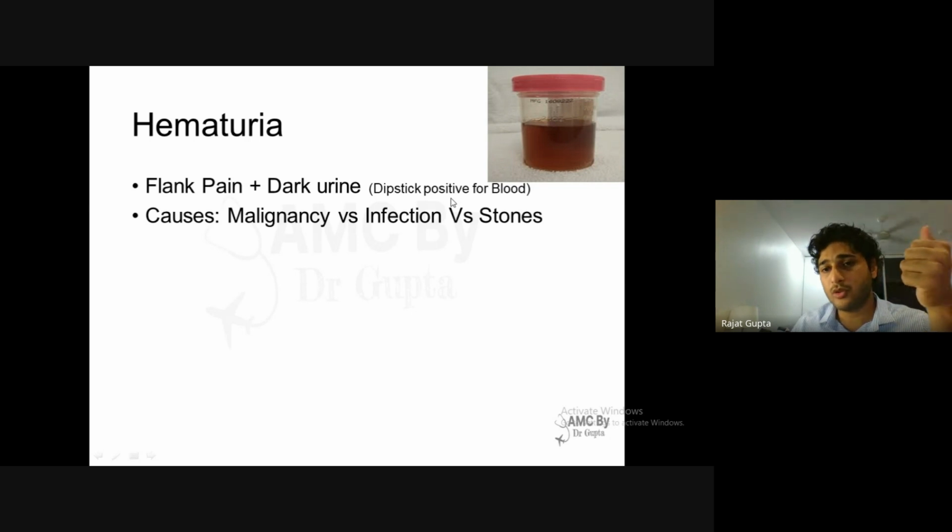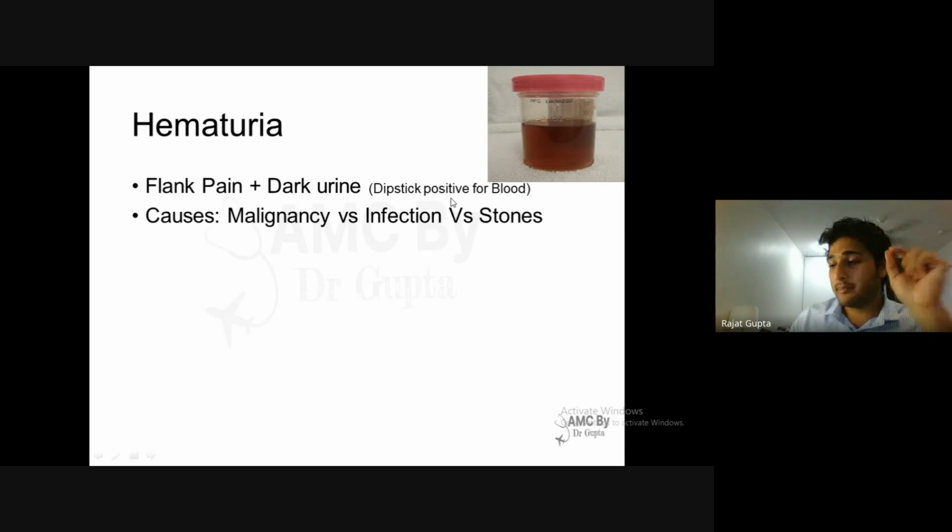What is the most common cause of microscopic hematuria, and what is the most common cause of macroscopic hematuria? Okay. Stones, IgA, infections. Okay, so the most common cause is urinary tract infection. So infection is the most common cause of both hematurias. Keep this in mind. Malignancies are not that common, stones are not that common. Infection is so common that it is the most common cause.